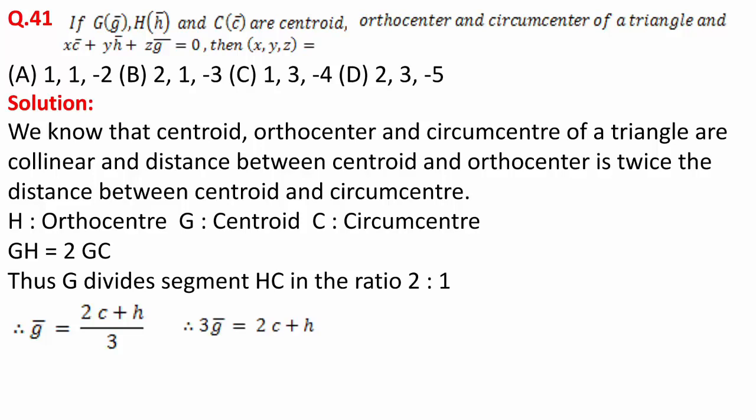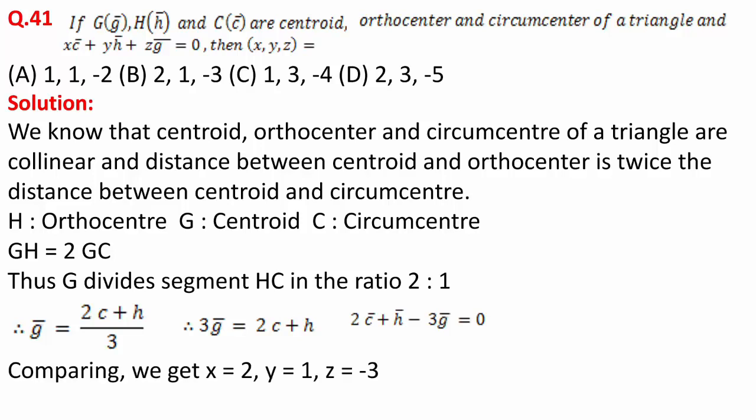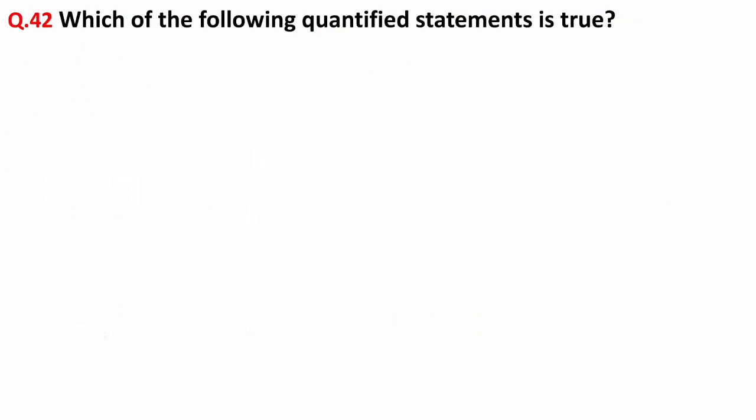Therefore 3G equals 2C plus H, multiplying by 3. Therefore 2C plus H minus 3G equals 0. Comparing, we get X equal to 2, Y equal to 1, Z equal to minus 3, and hence the correct option is B. Question 42. Which of the following quantified statements is true?